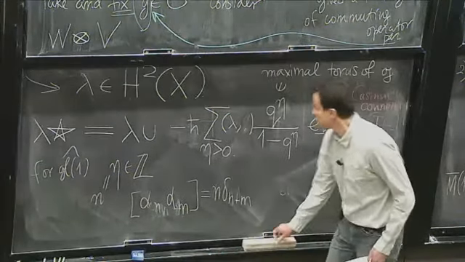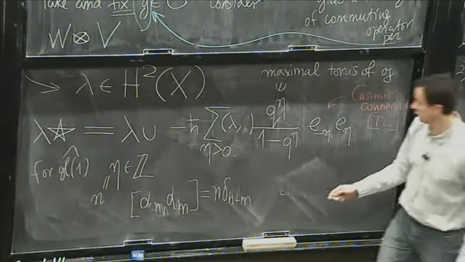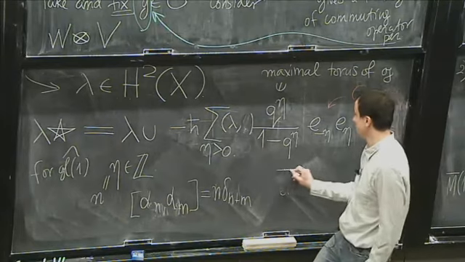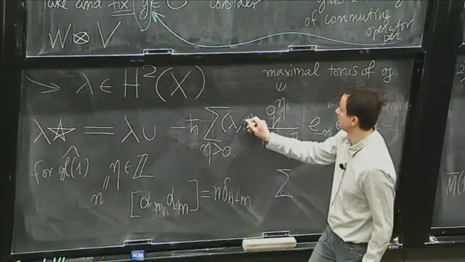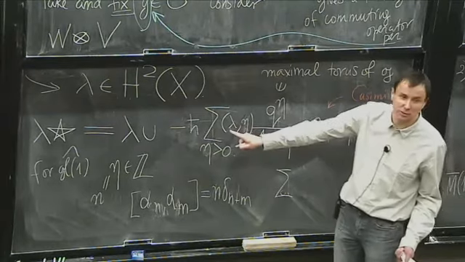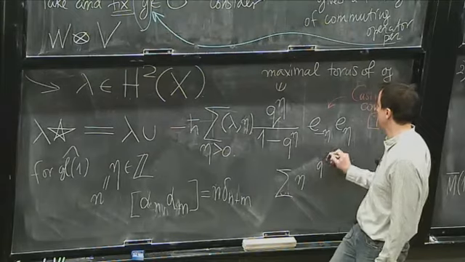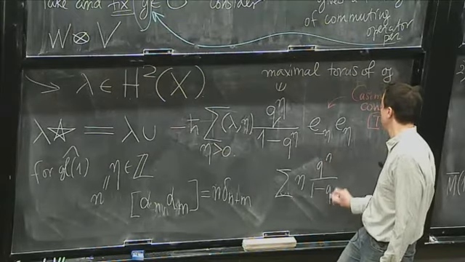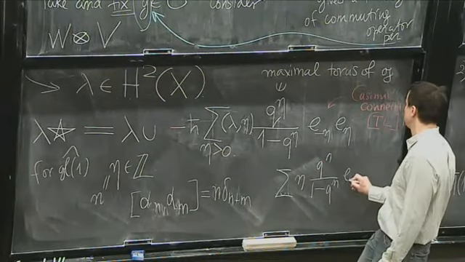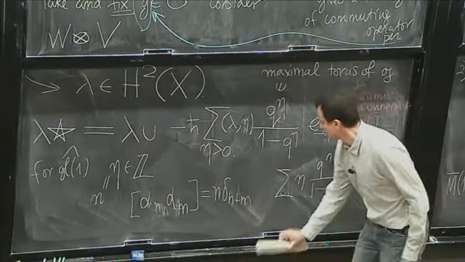maximal torus of my group is just one dimension. And so the operator I get here is a sum, the product with n. I can assume my lambda is also one dimensional, I can assume it to be 1. So it's a sum over n, q to the n over 1 minus q to the n, exponential minus n, so maybe I'll take a new board.